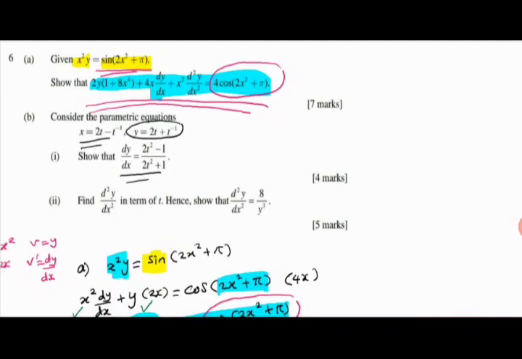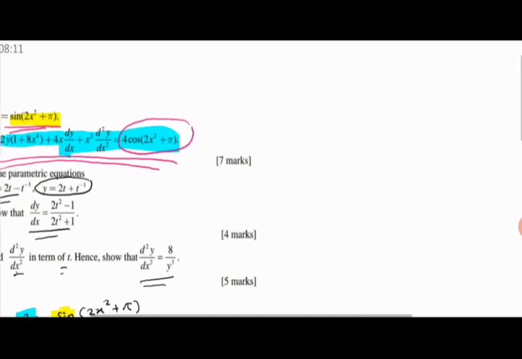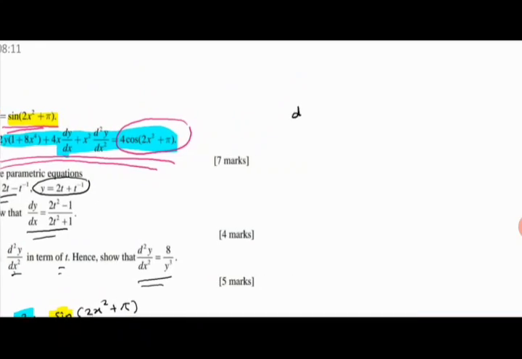Okay, next question is to find d square y dx square in terms of t first, hence show that d square y dx square is equal to 8 over y cube. Okay, so to find d square y dx square for parametric, first we have to differentiate our dy dx with respect to t, and then you have to multiply with dt dx.